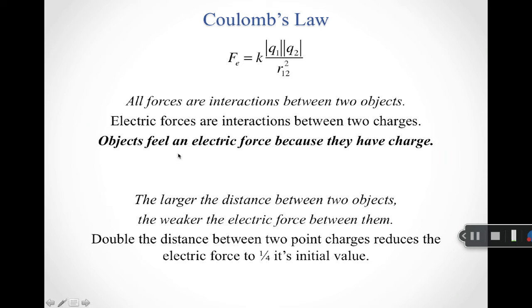And it's going to get smaller in a very special way, because if you double the distance between your two point charges, then the electric force is going to be 1 over 2 squared, or 1/4 its initial value. So when I increase the distance, the force falls off in exactly the way that it's going to be 1 over that distance squared. So this is what's known as an inverse square law. And again, this is exactly the same form that the universal law of gravitation had.